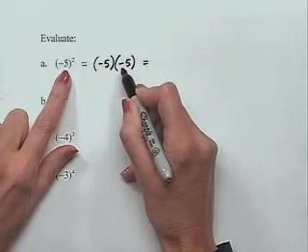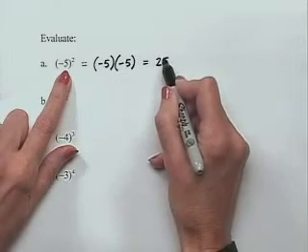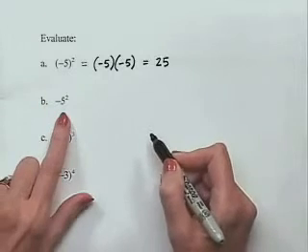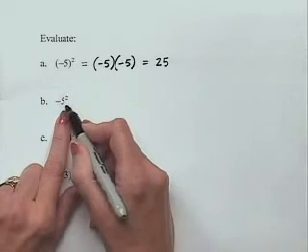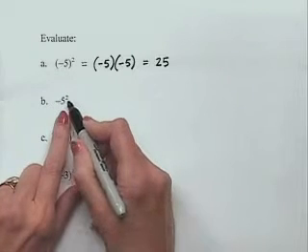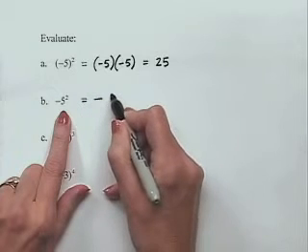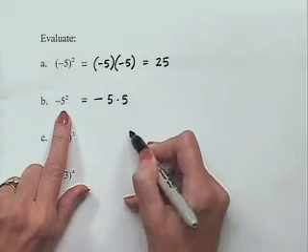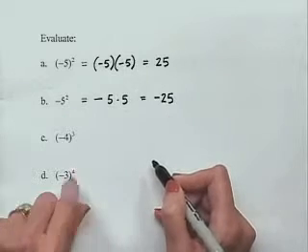A negative multiplied times a negative is a positive. 5 times 5 is 25. Part B. This looks very similar, but it turns out that because the negative is outside of any set of parentheses, the squaring does not apply to the negative. In other words, this is the negative of 5 times 5. That is going to equal negative 25.